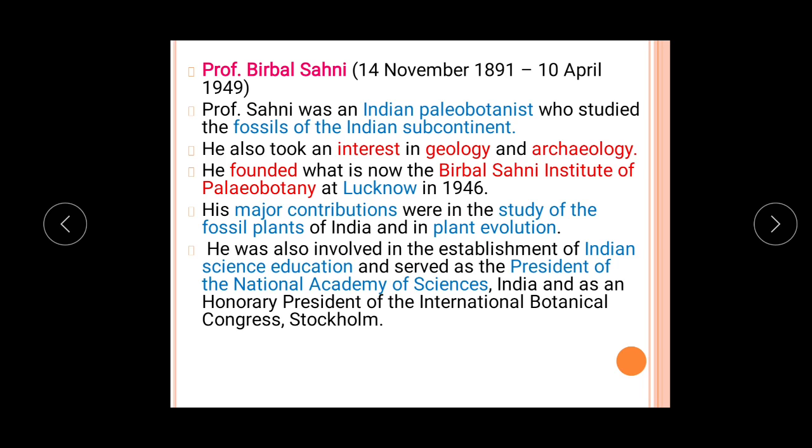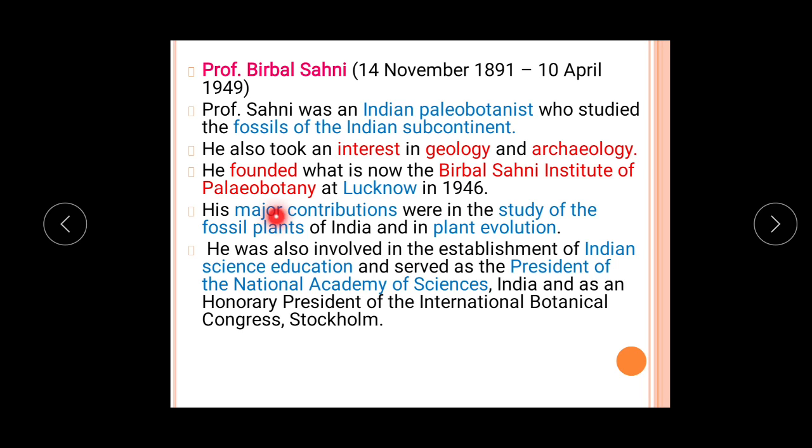He founded what is now known as the Birbal Sahni Institute of Paleobotany, which is located in Lucknow, and it was founded by him in 1946. In 1946 he founded the Birbal Sahni Institute of Paleobotany, and now it is called the Birbal Sahni Institute of Paleosciences, but at that time it was named the Birbal Sahni Institute of Paleobotany to honor Professor Birbal Sahni.